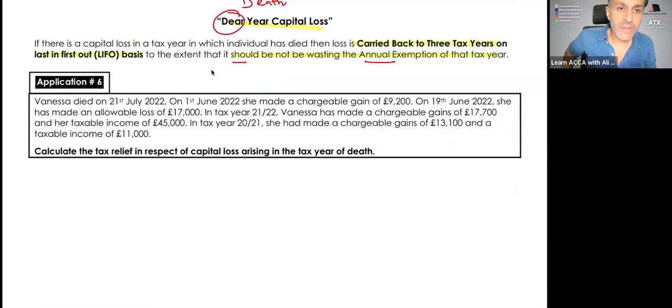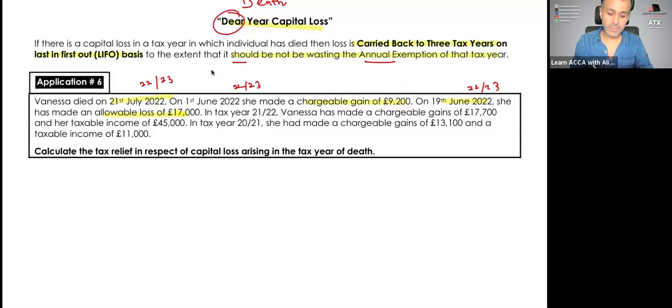Application 6, Vanessa died on 21st of July 2022. And on 1st of June, she made a gain of 9,200. And on 19th of June, she had made a loss of this much. So she has both the gains and losses. In which tax year? Let's not forget, 22-23. And even the loss is in the same tax year. Even she died in the same tax year. So the tax year of death is 22-23, within which she has been disposing before she had died some assets. And she has realized the gains out of some and the losses out of some.